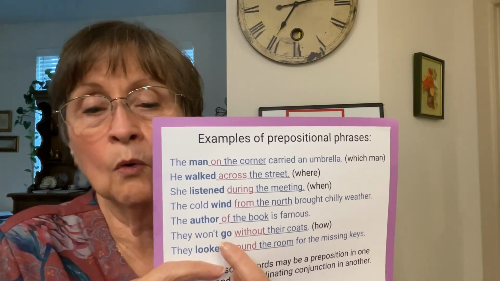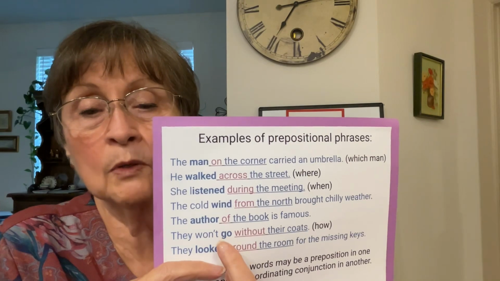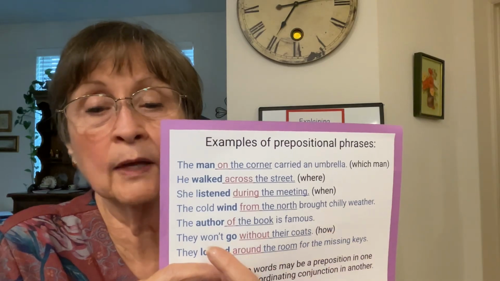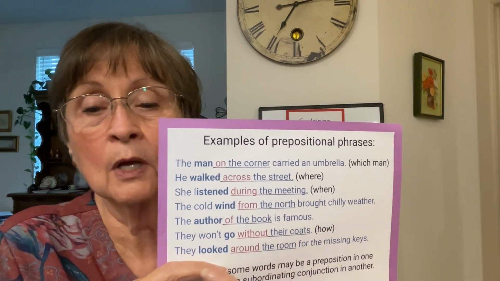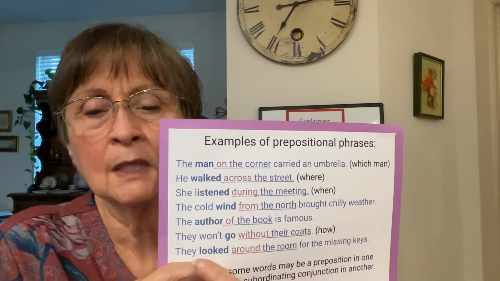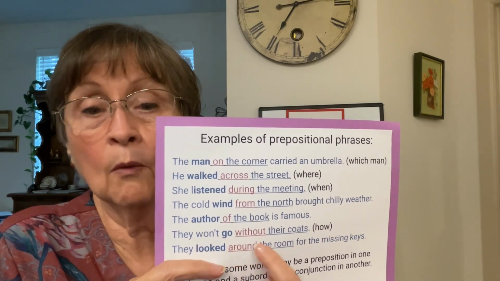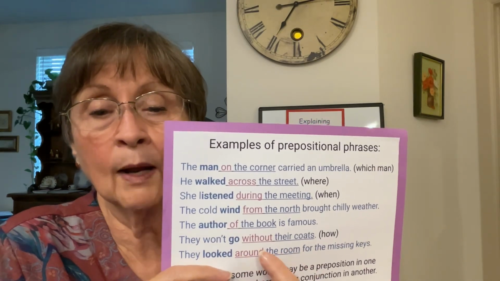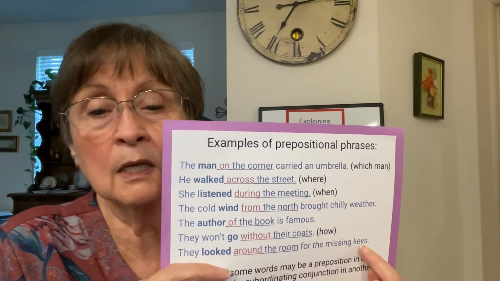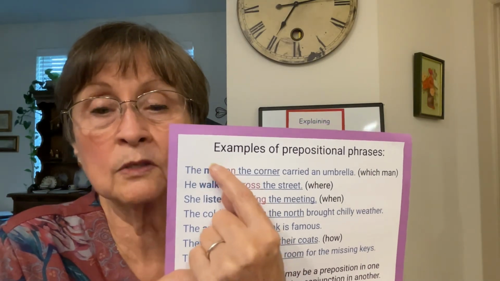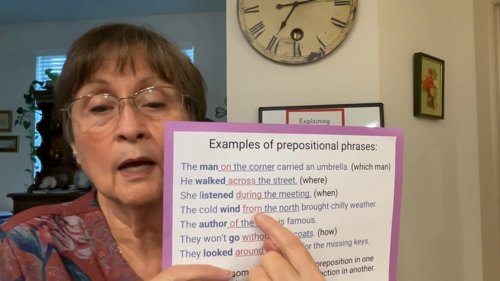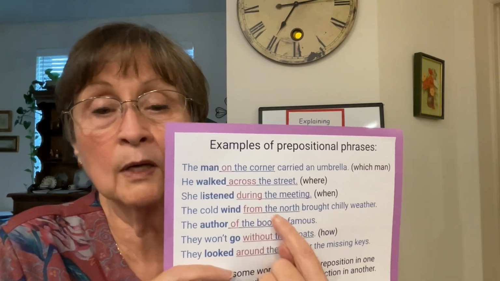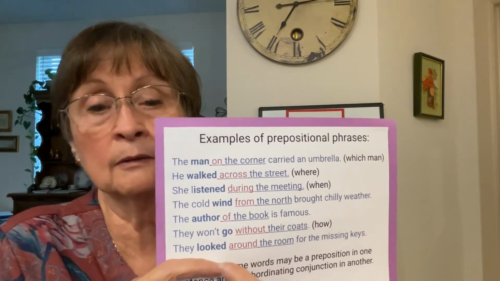They won't go without their coats. Won't go is related to coats. And it's how will they not go? They won't go without their coats. It could be why. They looked where? Around the room. What's the relationship between the verb looked and room? Around the room for the missing keys. Notice that sometimes the main word is a noun and sometimes it's a verb. From the north, we'll always have a noun or pronoun at the end, but what it's linked to may or may not be a noun.